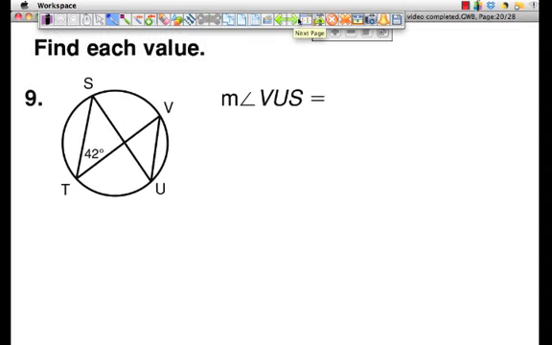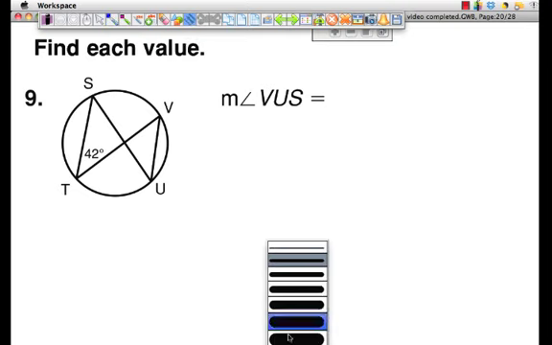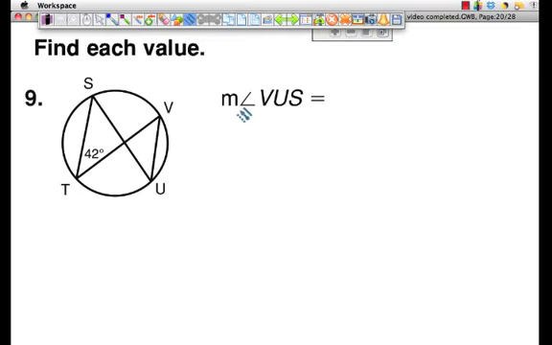And number 9. You want to find VUS. VUS, but they want the angle this time, not the arc. From V to U to S, that angle is right on the circle. Okay, all I have to do is take half of the arc, but then there becomes a problem. We don't know the arc. I don't know the measure of the arc that's intercepted right here.